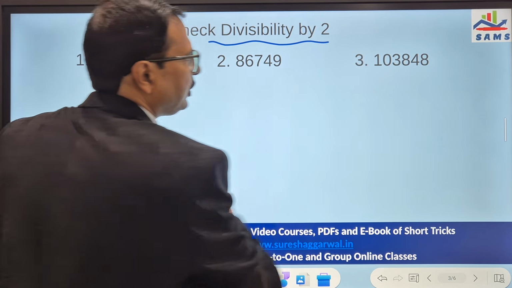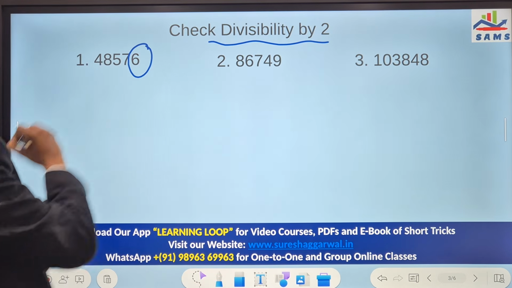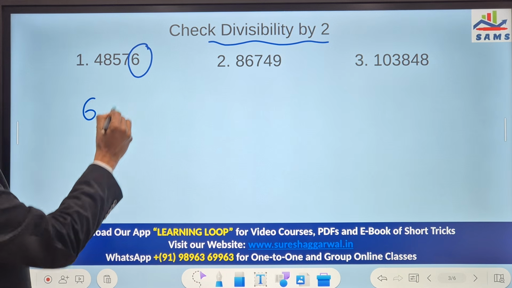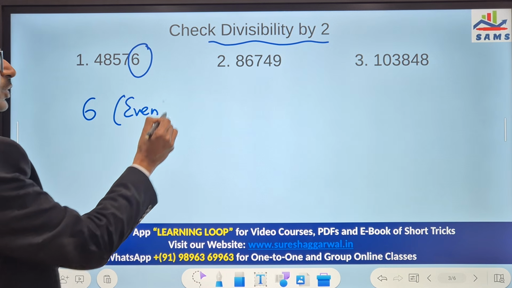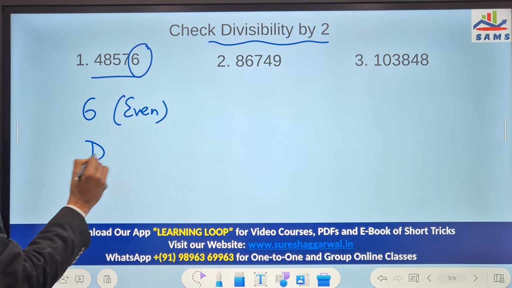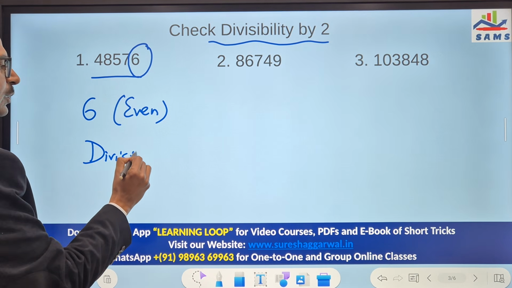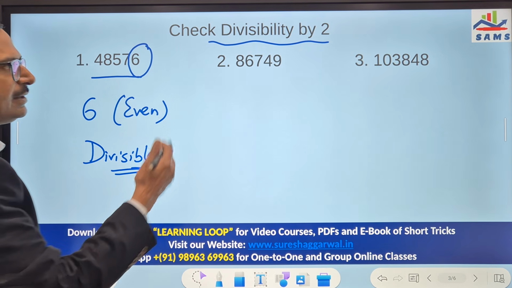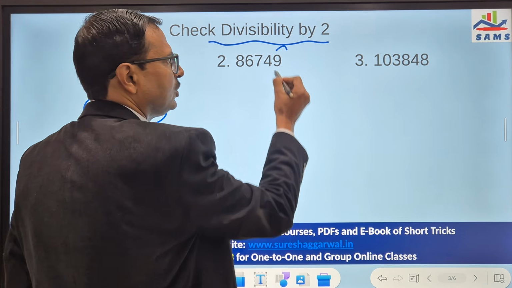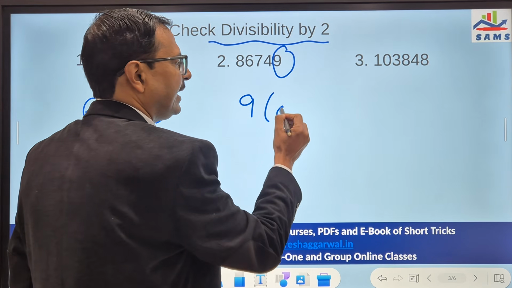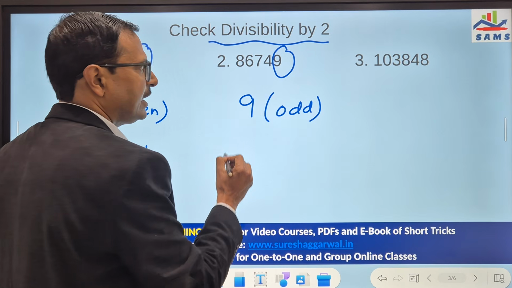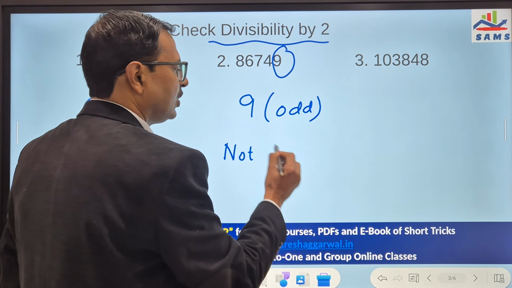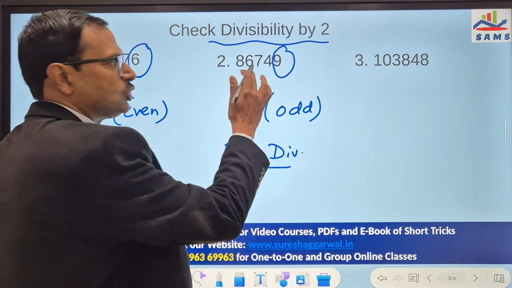Checking divisibility by 2. So you just have to check the unit digit 6. And 6 is an even number. So yes, this number is divisible by 2. Very simple, right? And it is just observation. The unit digit here is 9 and 9 is an odd number. Therefore, this number is not divisible by 2.